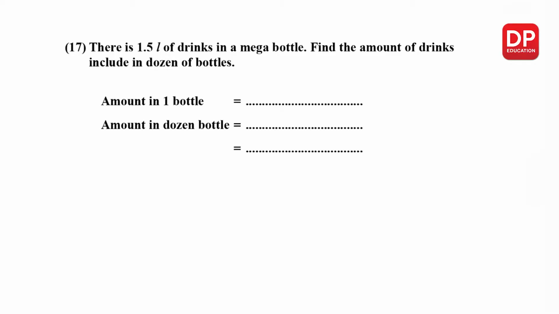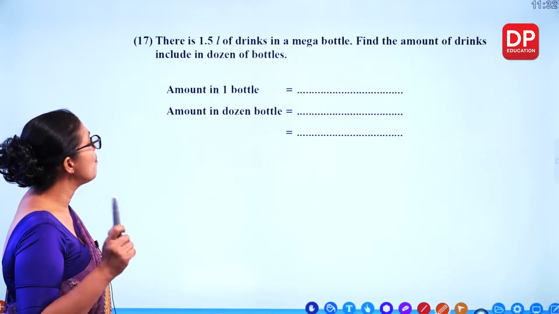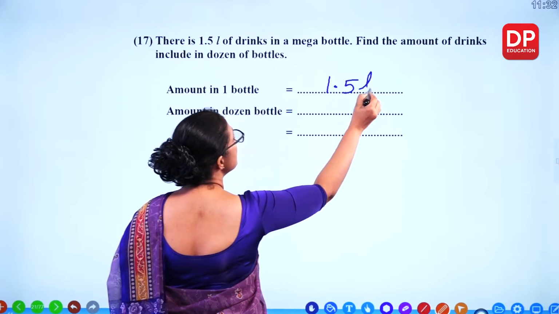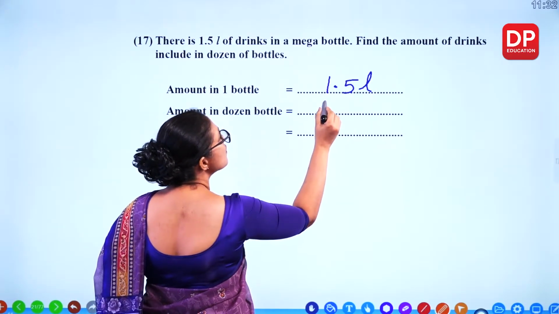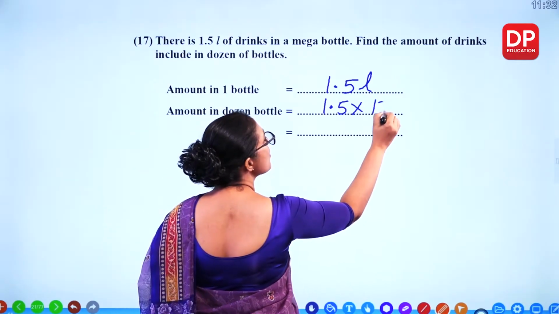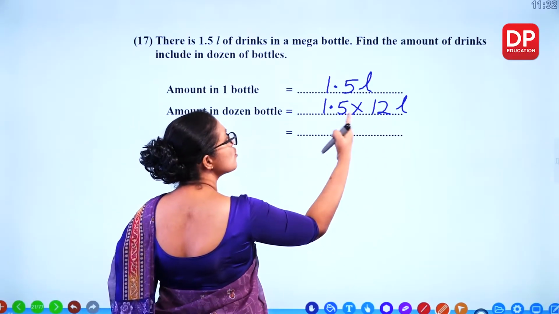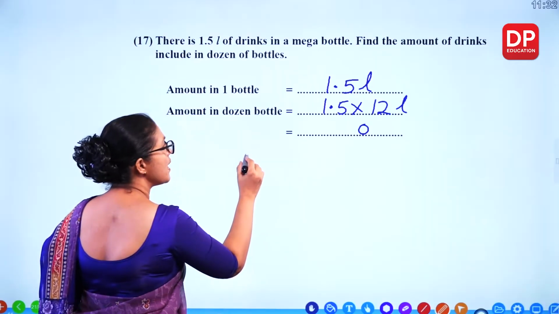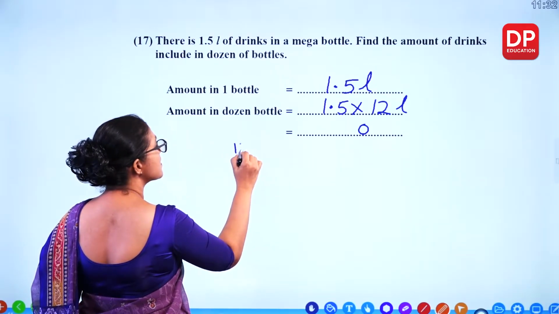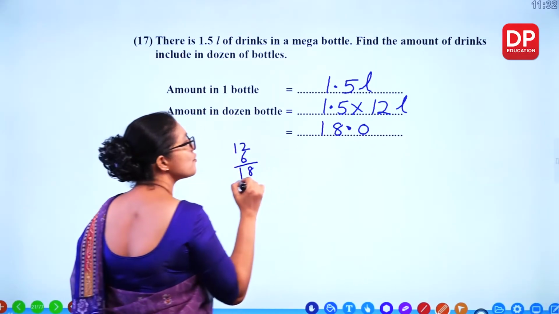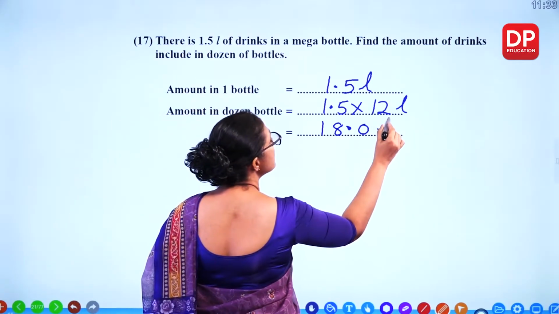There is 1.5 liters of drinks in a mega bottle. Find the amount of drinks included in a dozen bottles. What does dozen mean? 12 bottles. Amount in one bottle, we know that 1.5 liters. Amount in dozen bottles, so 1.5 multiplied by 12. So how you multiply? Ignore the decimal point. 15 times 12. 12 times 5, 60. 6 remaining. 12 times 1, 12 plus 6. You get 18. Then you think about the decimal point. One place you have to keep. So altogether 18 liters.